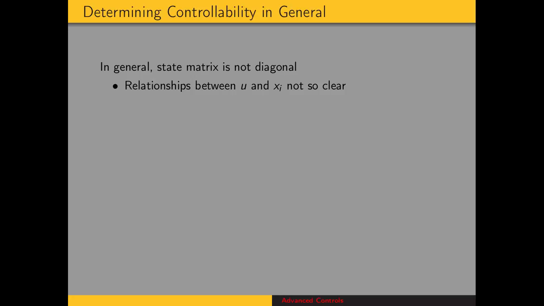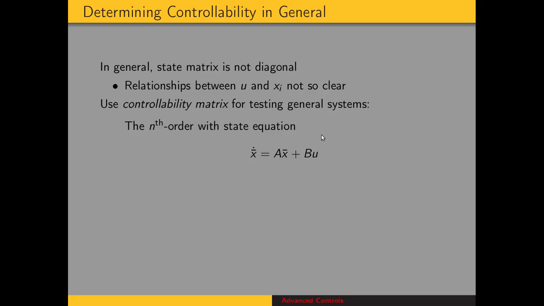Now, for most systems, the state matrix isn't diagonal, and so the relationship between the input u and the state variables x sub i is not as clear as in the previous slide. What we want is a means for testing general systems controllability, and we use the controllability matrix for that.